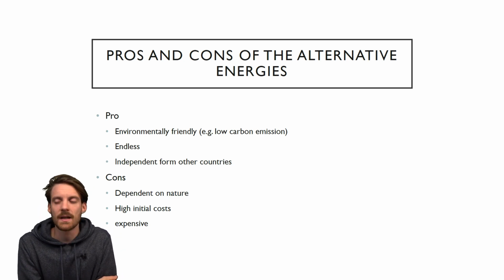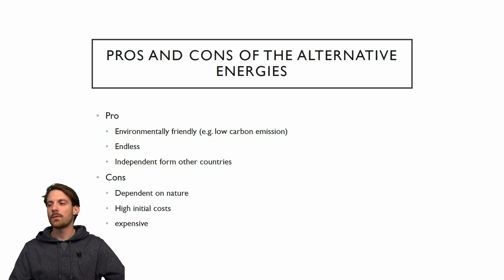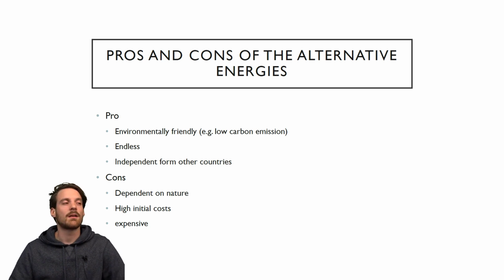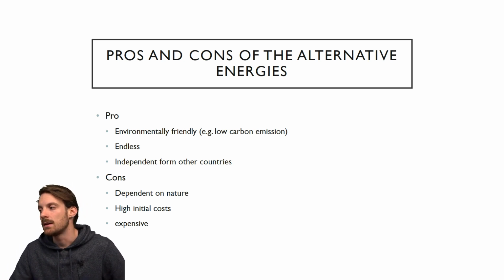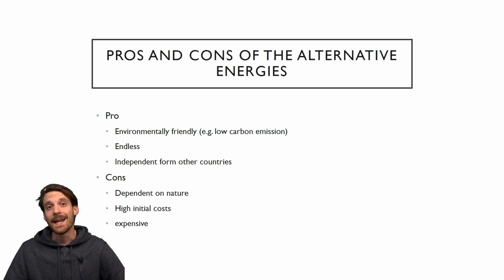So of course there are pros and cons with everything we have, also with alternative energies. The pros are they are very environmentally friendly. So speaking, for example, of low carbon dioxide emission, they're endless and you're basically independent from other countries. And if you want to be a self-sufficient household, you can do so. Of course, it's still a bit difficult, but it could be possible. Basically, it could be possible, yeah.